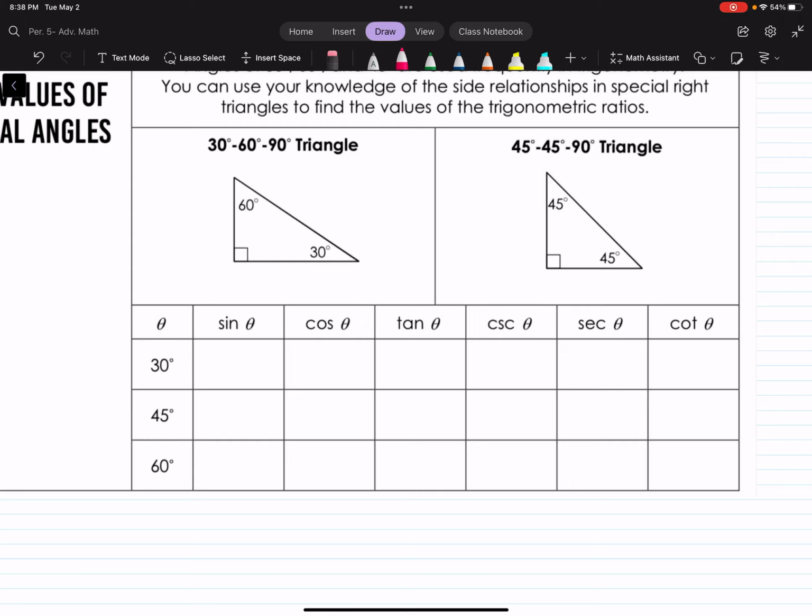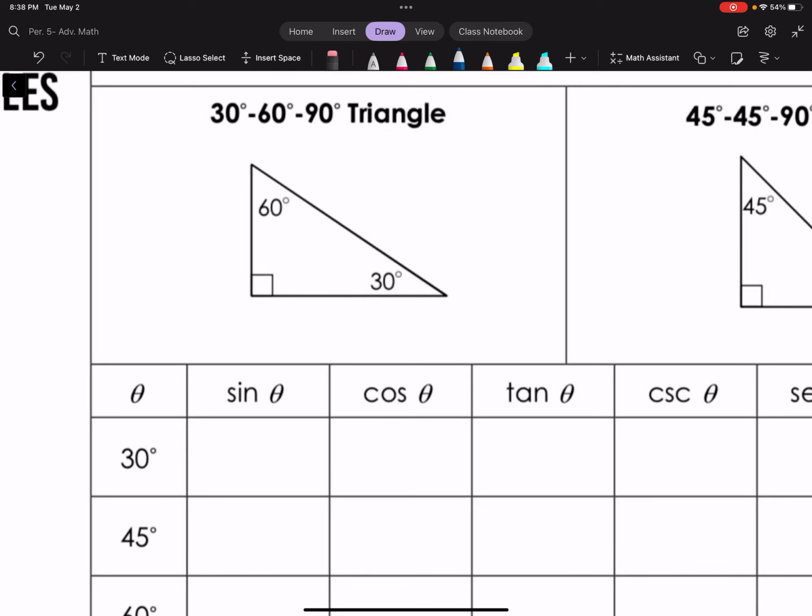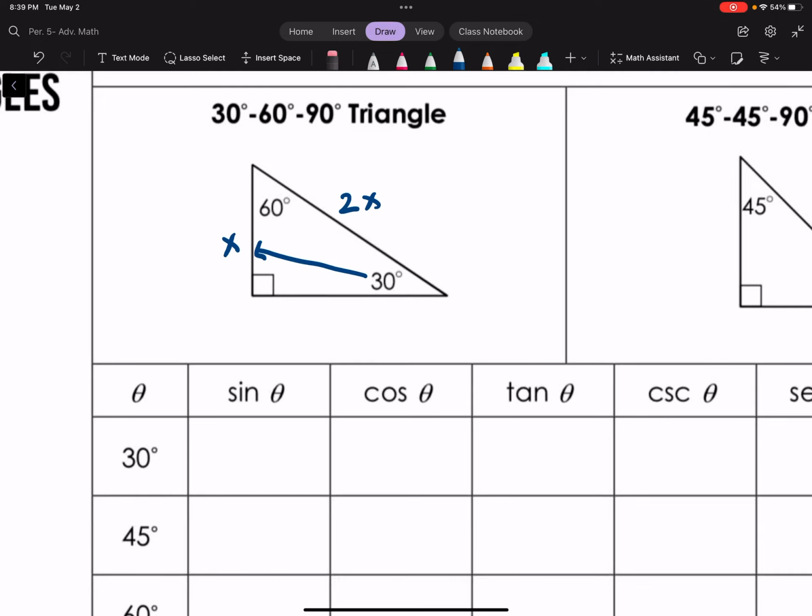Now, why is that true? Well, in a special right triangle like 30-60-90, there are rules in regard to the sides. The side across from the 30 degree angle is always what we're going to call x. The hypotenuse of a 30-60-90 triangle is always 2 times x, so it's always double the shortest leg. And the side across from the 60 is always x times the square root of 3.